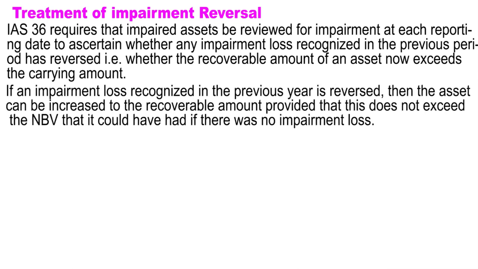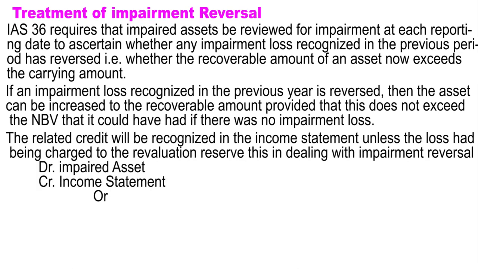If an impairment loss recognized in the previous year is reversed, then the asset can be increased to the recoverable amount, provided that this does not exceed the net book value it would have been if there was no impairment loss. The related credit will be recognized in the income statement or profit or loss account unless the loss had been charged to the revaluation reserve. So, debit the impaired asset and credit the profit or loss account, or debit the impaired asset and credit the revaluation reserve account.